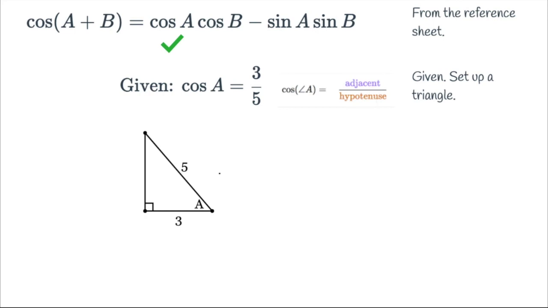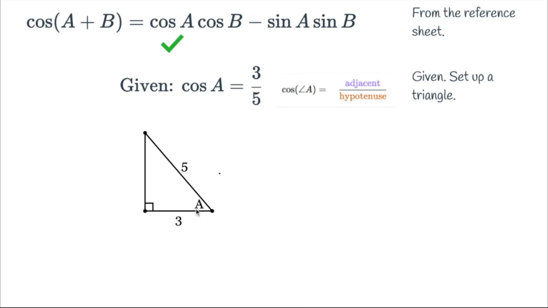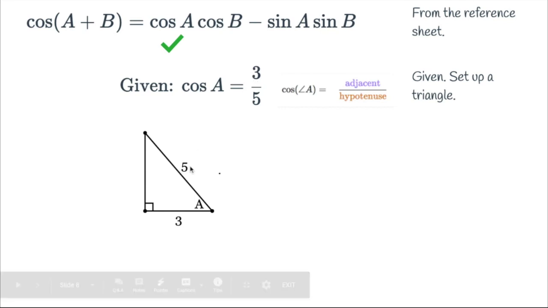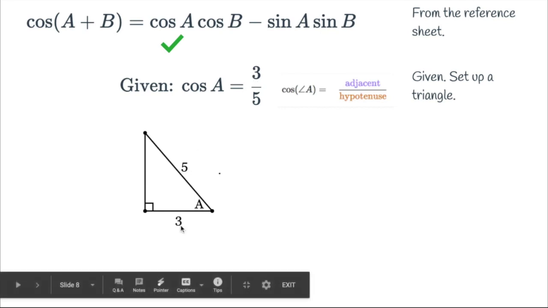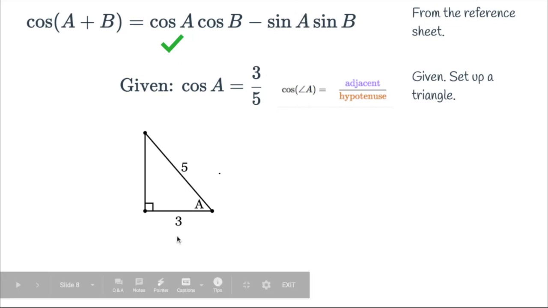So you're literally going to set up a triangle and you're going to think only in positive angle measures. You've got your angle A and you have adjacent 3/hypotenuse 5. Right, so you have these two sides. We want to find sine A as well. We can use this triangle to find everything that has to do with A.